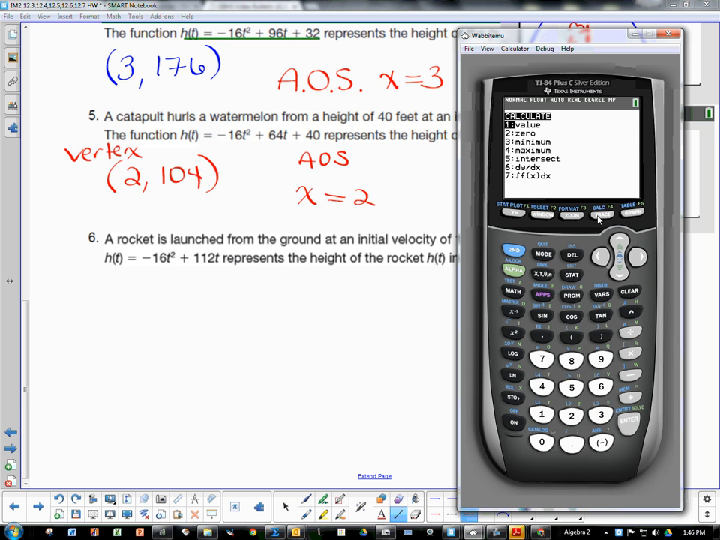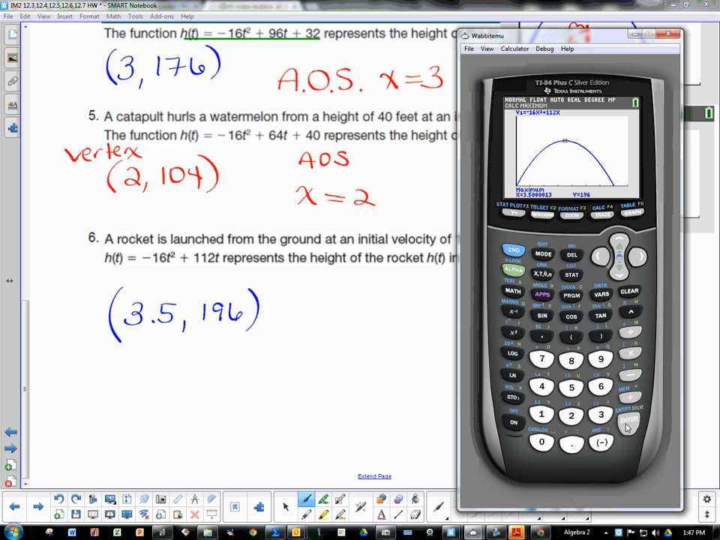So second, trace. Let's find that vertex, which is number 4, a maximum. That looks like it's 3.5, comma 196. Now keep in mind our variables are t, comma, h at t. So this 3.5 is the time it takes this rocket to reach a height of 196. So that's the maximum height.